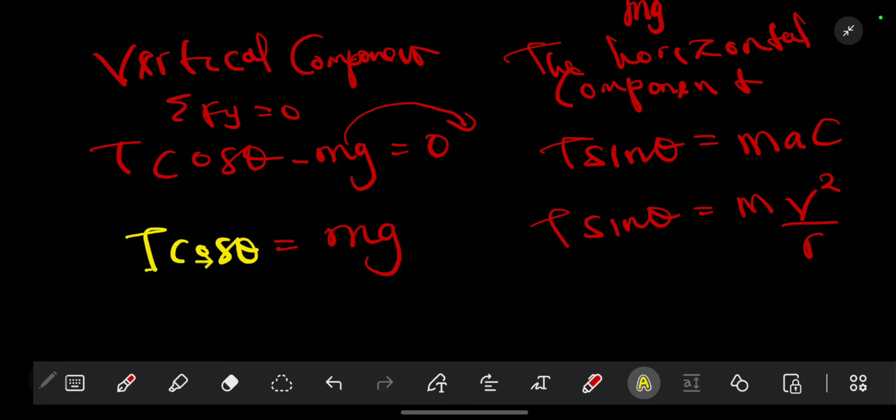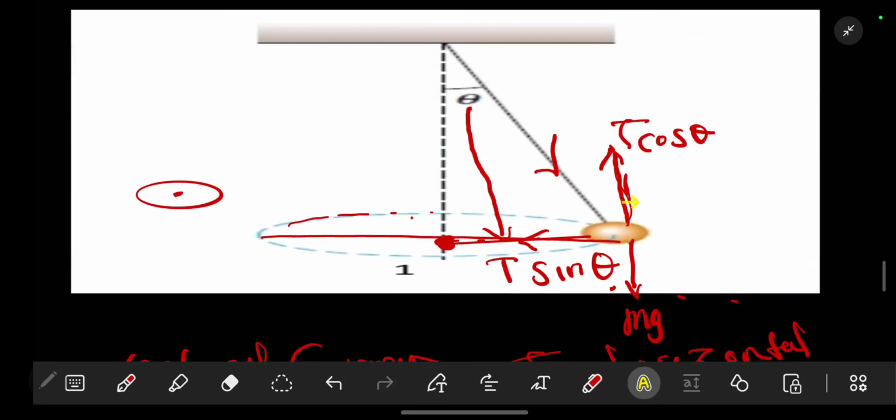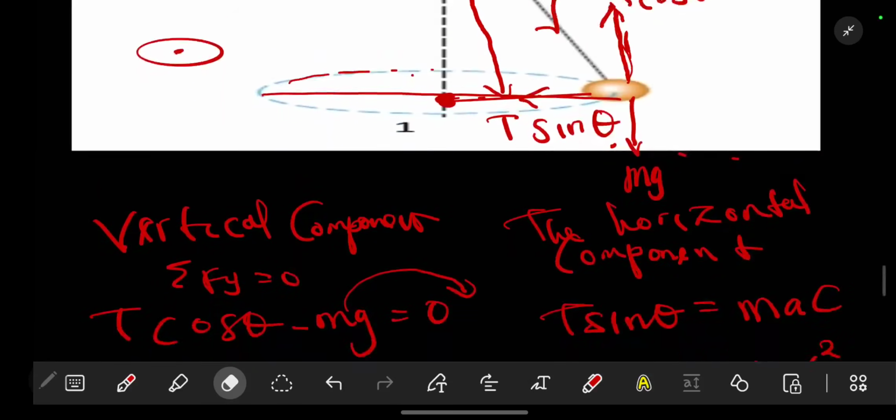Don't get it confused. The whole of this, even including the angle, is the vertical component, T cosine theta. It's not that you are going to answer for tension, no. The vertical is the one going up, and that is the whole thing, T cosine theta.